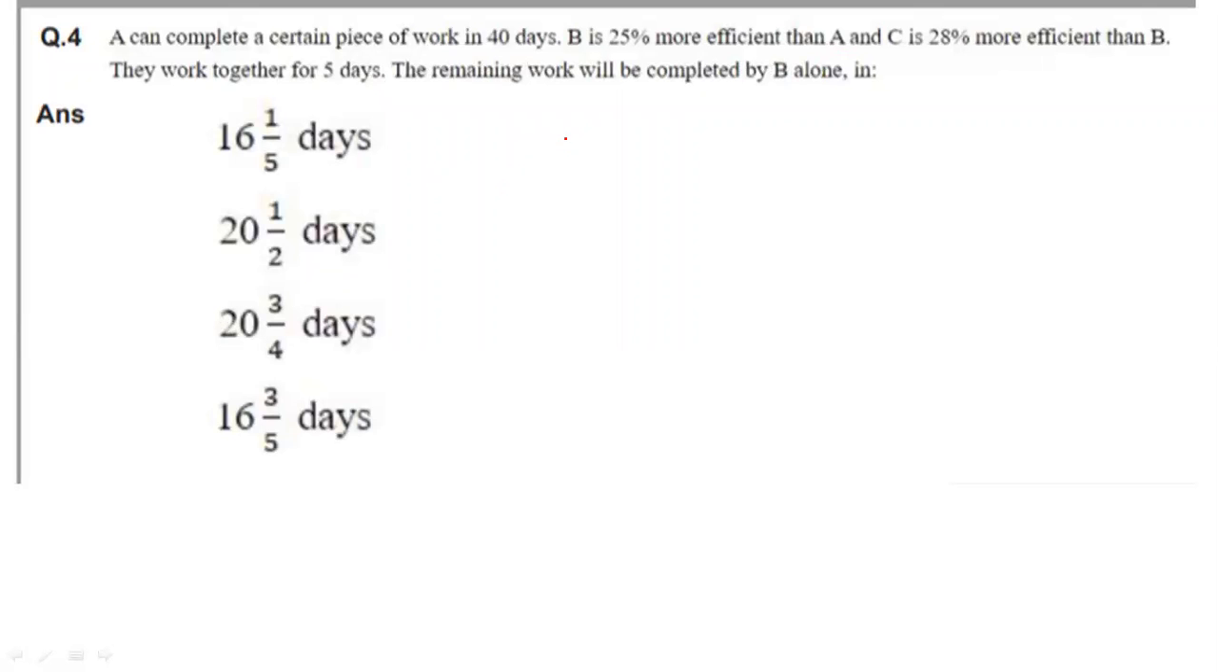A can complete a work in 40 days. So his daily work is 1 by 40. B is 25% more efficient than that. 25% more will be 5 by 4. Okay, if I say B is 5 by 4 times of this, he will be 1 by 32 as everyday work, and C is 28% more efficient than B. So 128 by 100 if I write, we know that it is 1 by 25, because 32 fours are 128. So these are the times taken by each and every person.